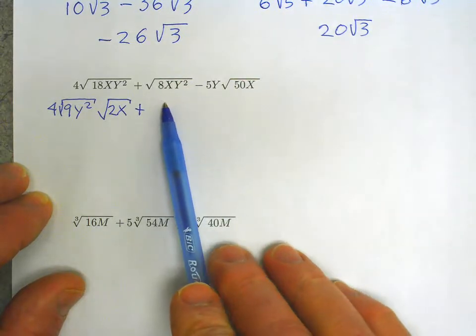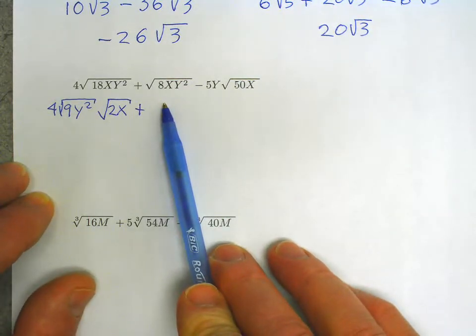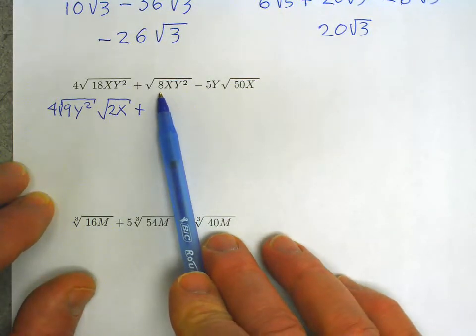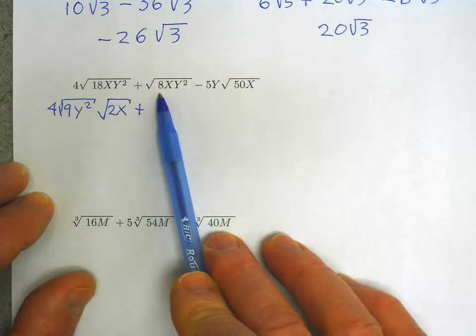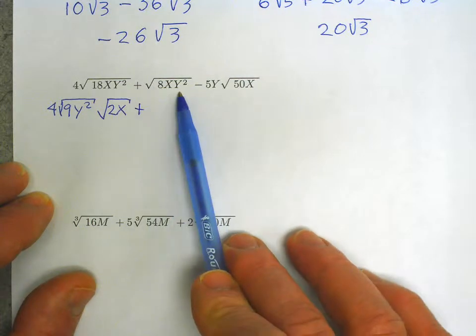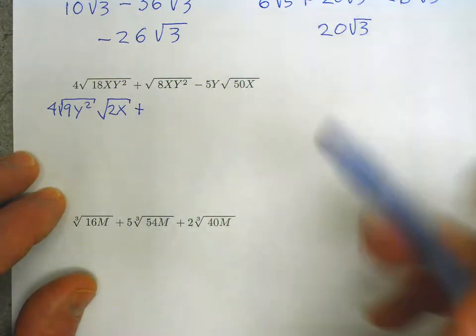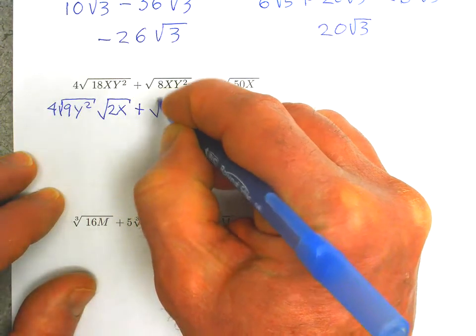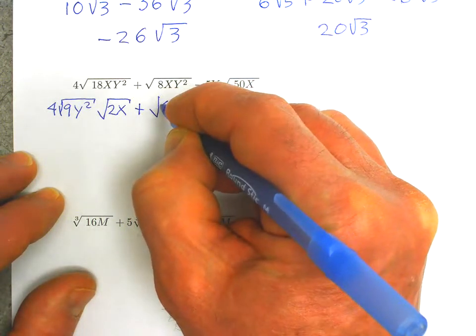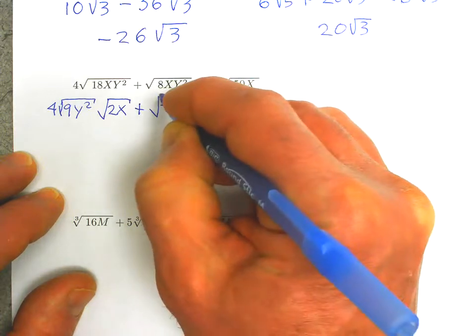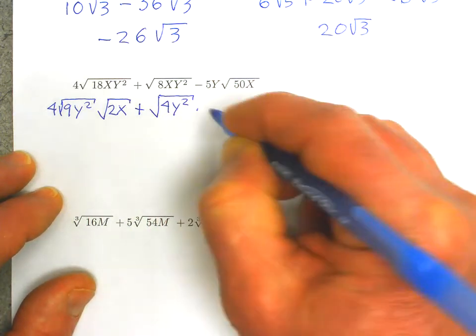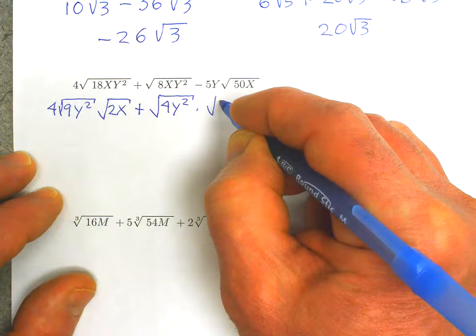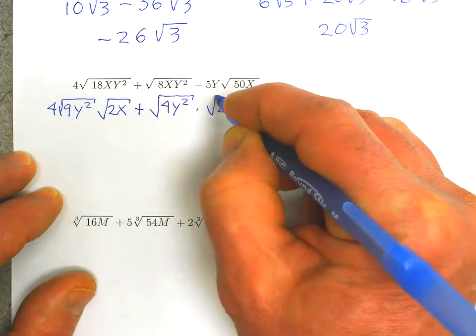for the square root of 8xy to the second, the largest factor of 8 that's a perfect square is 4. 4 times 2 is 8. Y squared is a perfect square. So we will rewrite the middle term as the square root of 4y to the second times the square root of the remaining factors, 2 times x.